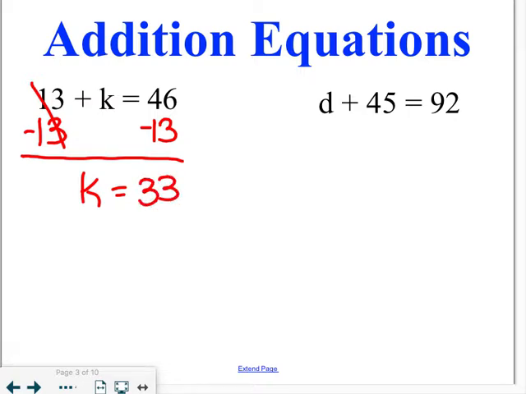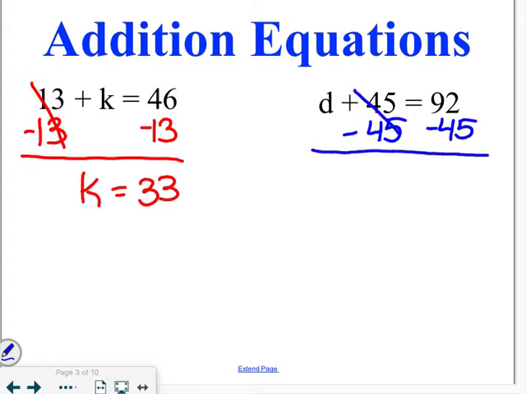Next example we have is d plus 45 is equal to 92. Again, we want to get rid of those 45 positives. We can do that by subtracting 45, taking it away, and moving it to the other side. So we are again using inverse operations, and we end up with d is equal to 47.